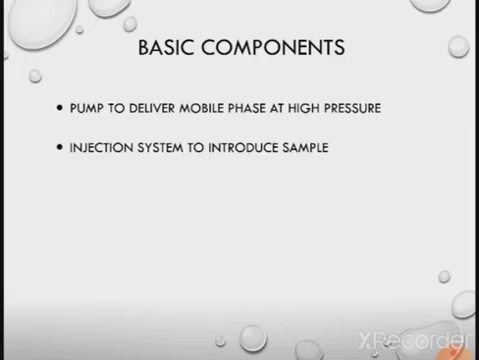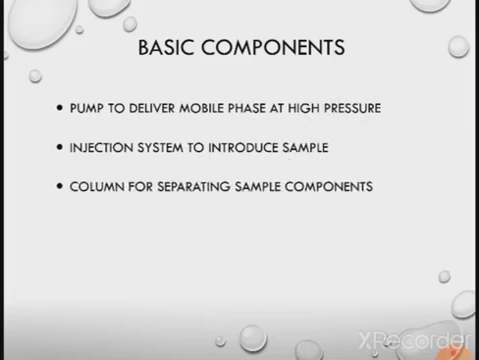Then the next is the column. The column is the most important part that is used for the separation of compounds. The column is chosen according to the need of the compound you want to separate, like the ODS column, C8 column, cyano column, or nitrile column. So these are the types of columns we use according to our need.